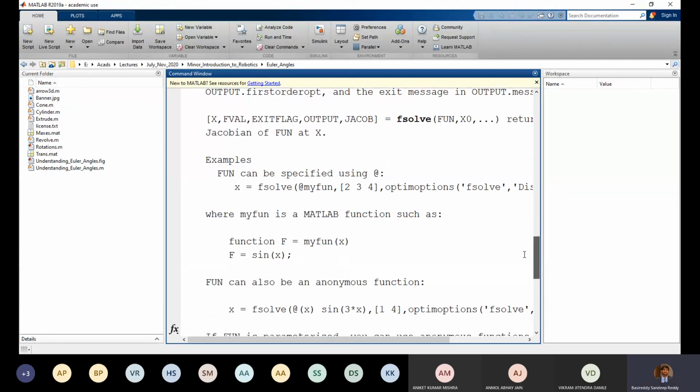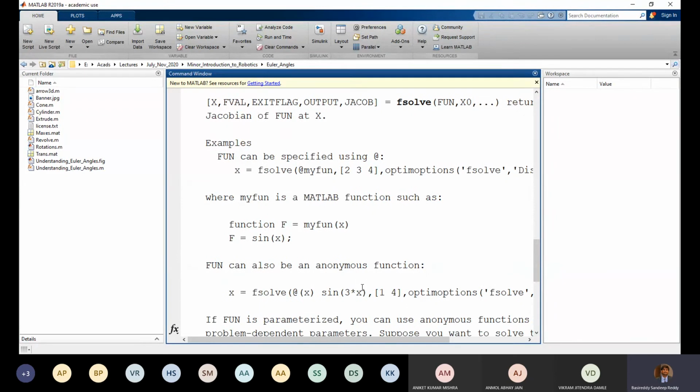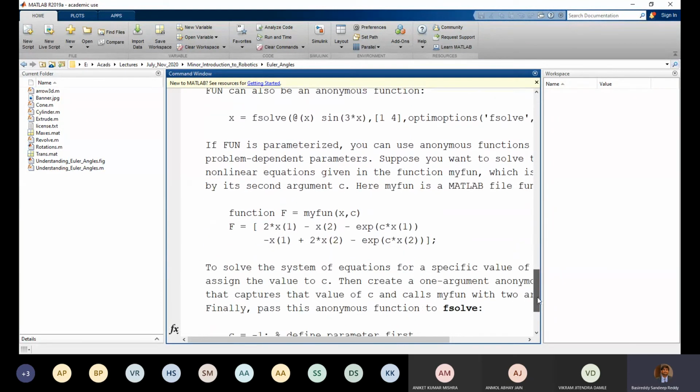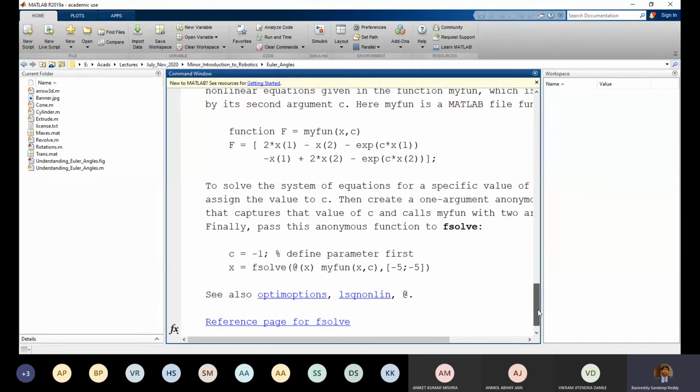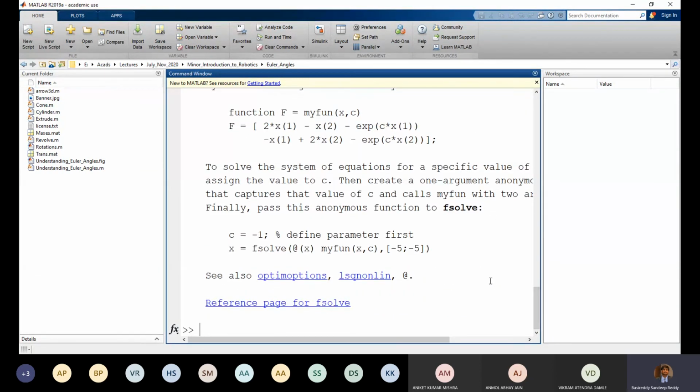So for example, they have taken one example here for sin x, one for sin 3x, a third one for this kind of expression, 2x minus this exponential, and so on. So as some homework, you can try and do this and try to figure out how to solve it numerically.